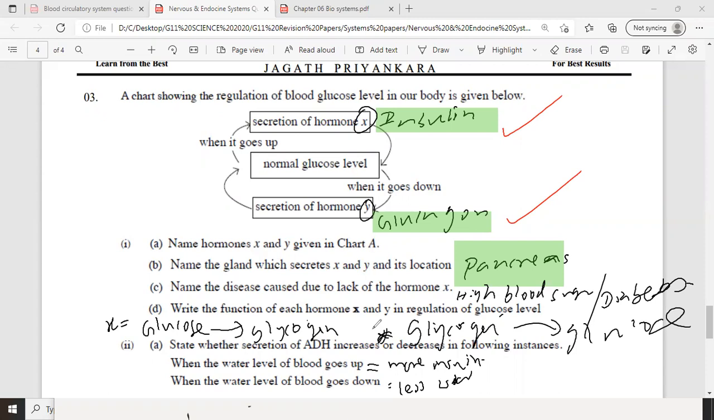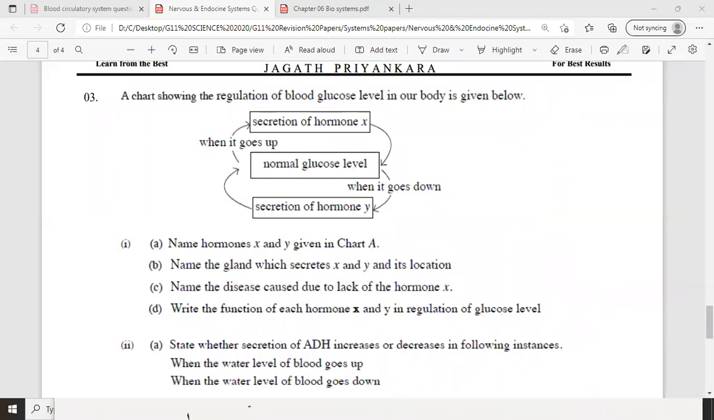Shall I erase the screen? Did anyone look up and down? Done? You mentioned the X and Y separately, right? Next question. Right, next one.